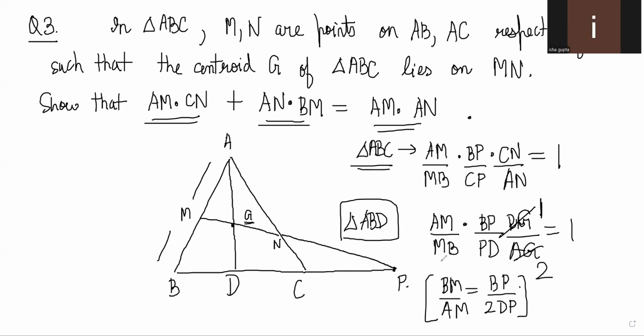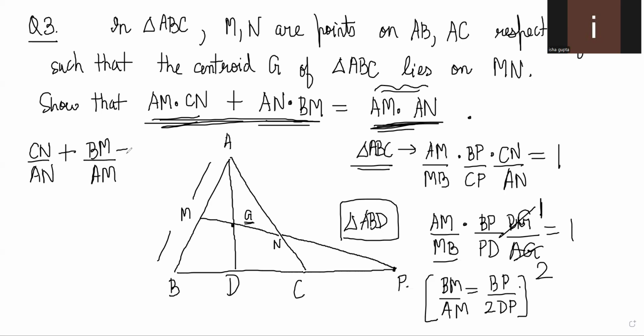By two I'm DP, just taking this to the other side, that's all. This is coming. And BM by AM we have gotten, right? So notice that the thing that I want to prove can be rewritten by dividing it by this thing. If I divide the RHS, I will get CN by AN plus AN gets cancelled and BM by AM is equal to 1. This is what I have to show, right?